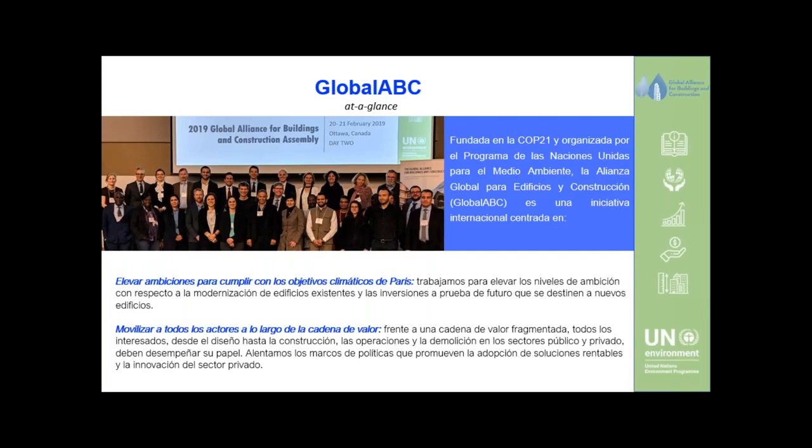One word about who we are. The Global Alliance for Buildings and Construction is the leading global platform for governments, private sector, civil society, and international and intergovernmental organizations to get together to increase action towards zero-emission, efficient, and resilient buildings and construction. We have over 120 members, with 28 being countries, and we were founded at COP21. We have two main objectives. The first is about raising the level of ambition to meet the Paris goals in this key sector, and to mobilize all actors along the value chain, recognizing that it is a complicated sector because it is very fragmented as well.